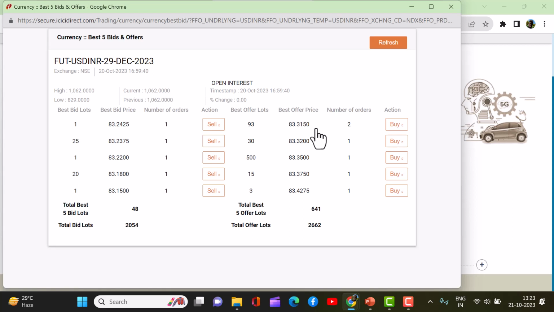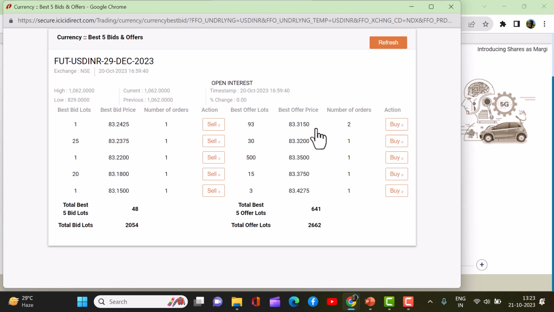There are 93... we have a number of orders. These are two different orders. Somebody wants to sell his dollar at 83.31. Suppose I want to buy, say, $93. So if I put this price, 83.31, then immediately it can execute. Against these two orders, my buy order will get executed.